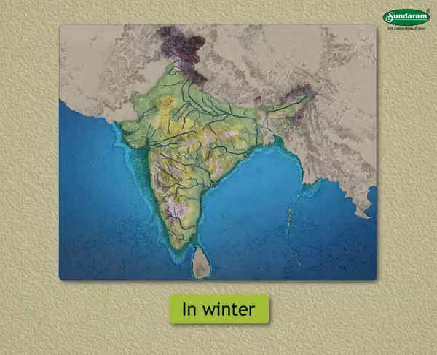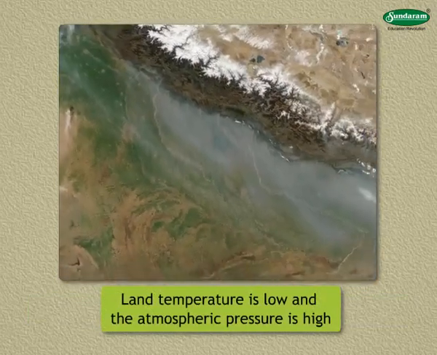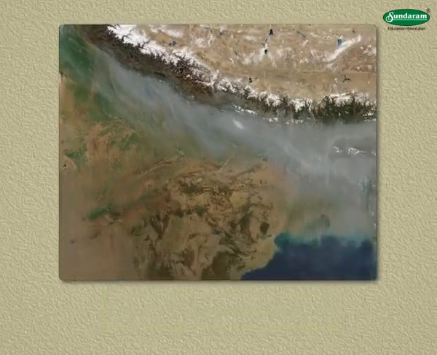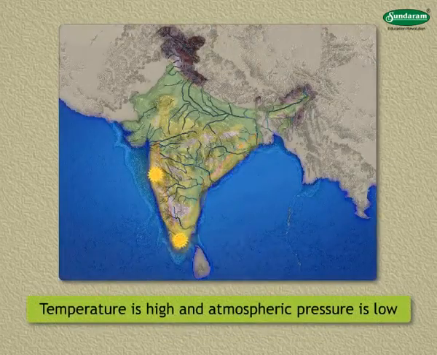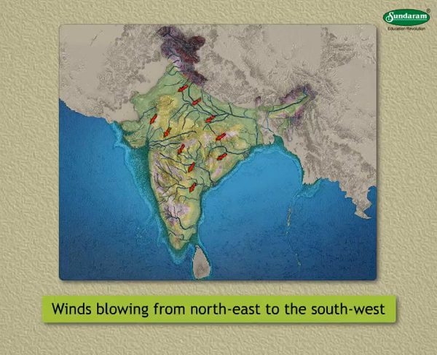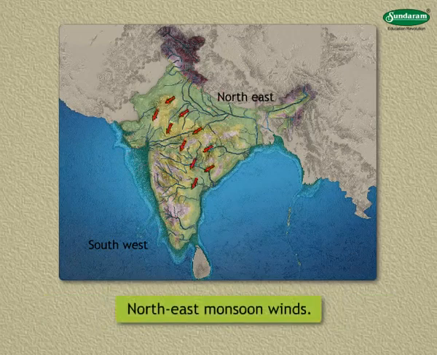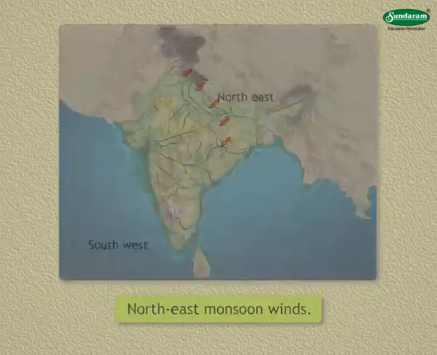In winter, the land temperature is low and the atmospheric pressure is high, whereas the temperature on the ocean is higher and so atmospheric pressure lower. Therefore, winds blow from the high pressure area on the land to the low pressure area on the ocean. As they blow from the northeast to the southwest, they are known as the northeast monsoon winds.